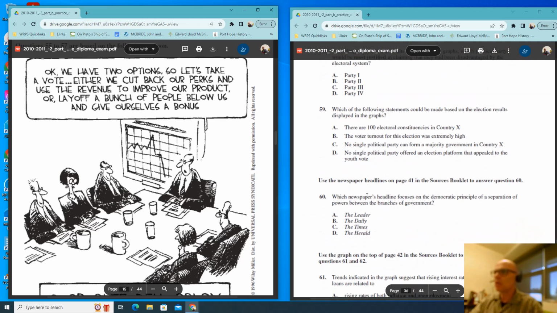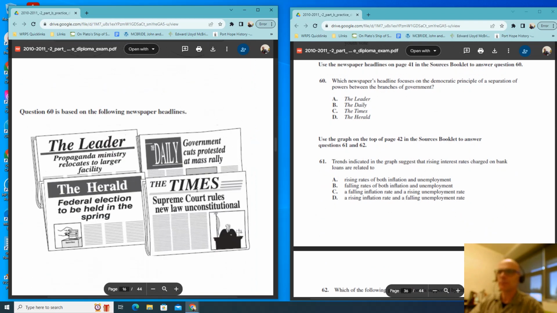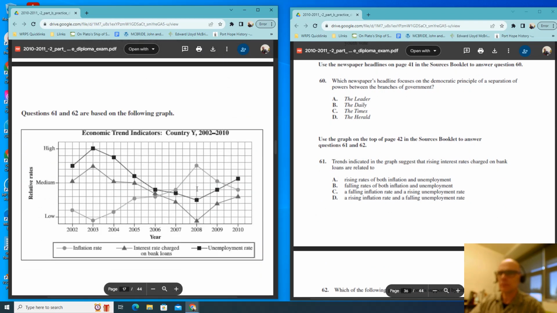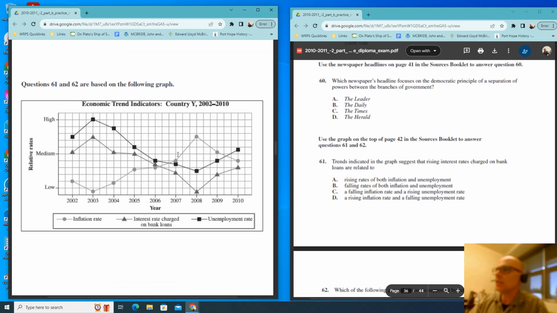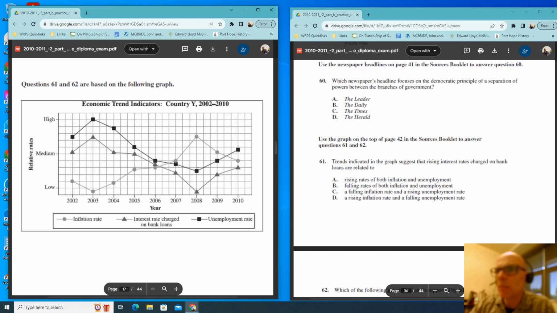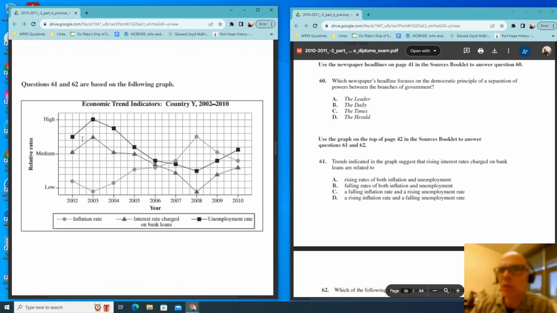Number 61 is also an economic question. So let's skip ahead to that. 61, trends indicated in the graph. So what are the trends? You'll have to go and look at that. Suggest that rising interest rates charged on bank loans are going to do something. So interest rates charged on bank loans. That's the one with the little triangle. So the little triangle goes up here, and then goes up here. So when it goes up, this unemployment rate seems to go up. When it goes up here, the unemployment rate seems to go up.